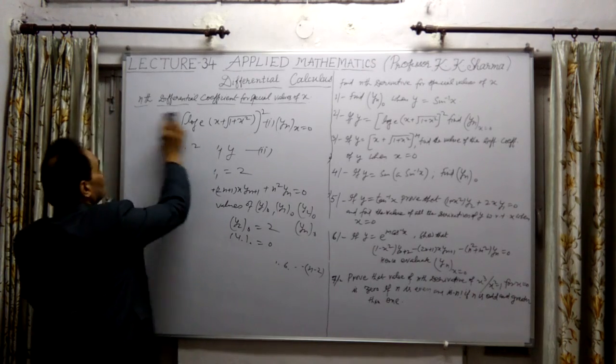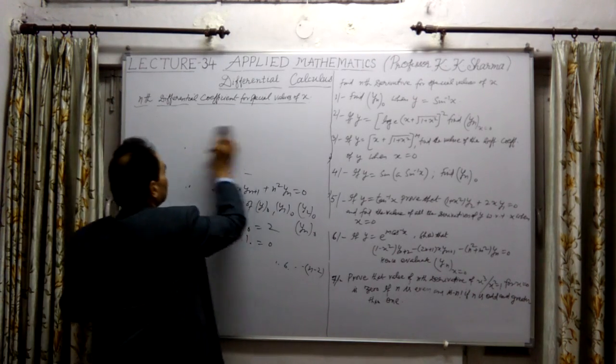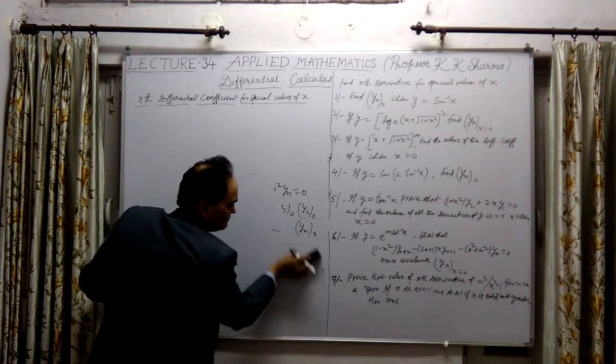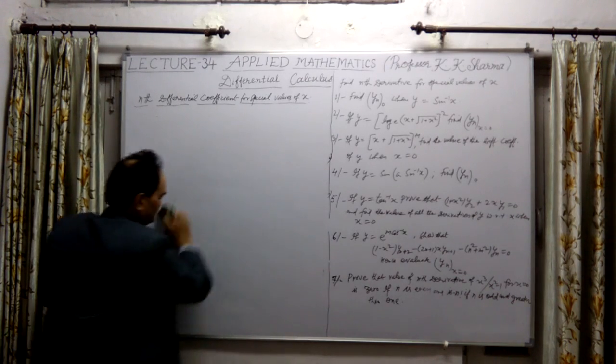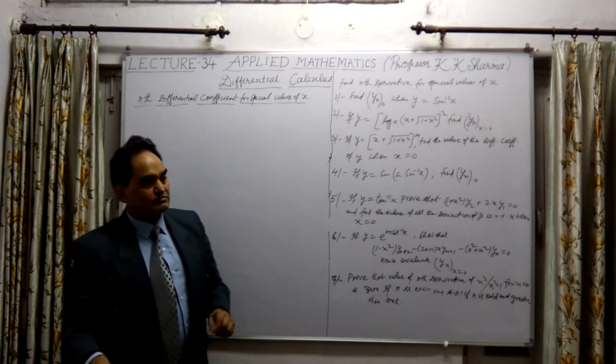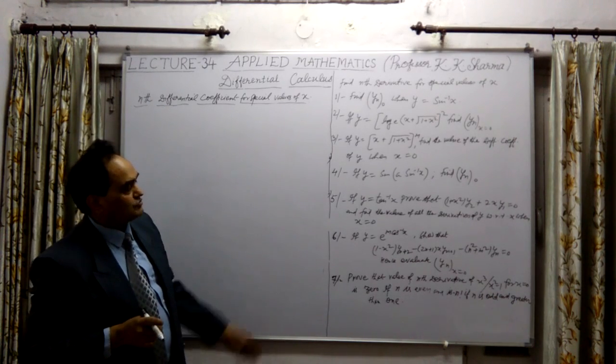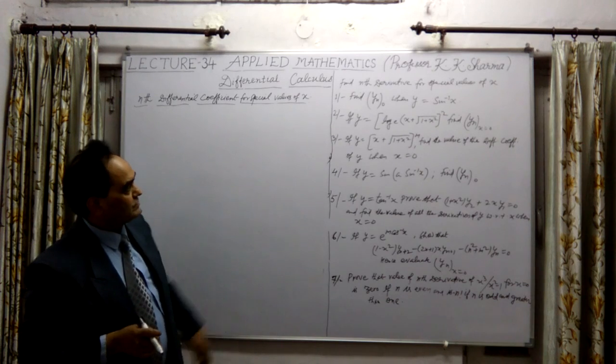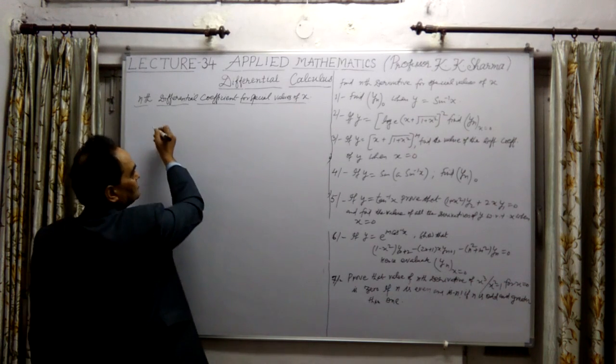So this is how we have to find out the nth derivative at x equal to 0. So yn at 0, this is a very specific value of x. For that we are finding out the nth derivative of these given functions. Okay, now let me take the third question.